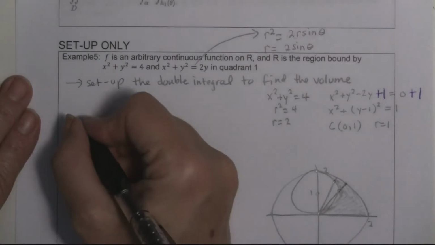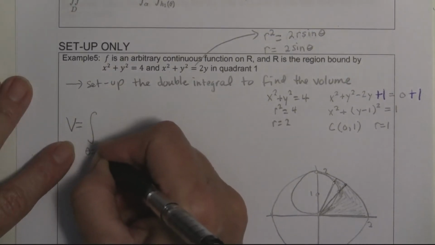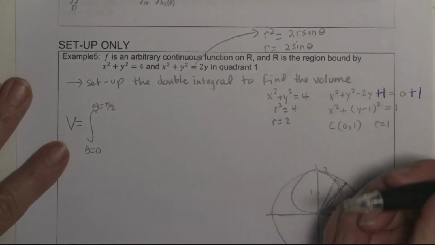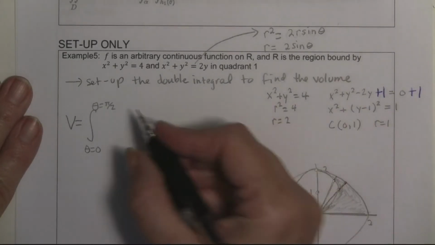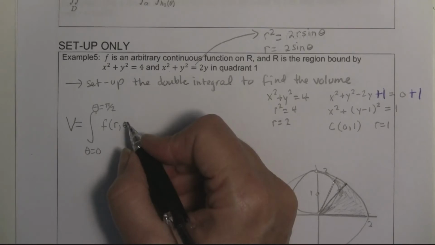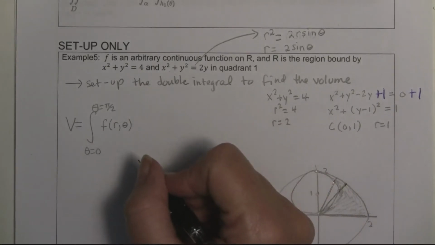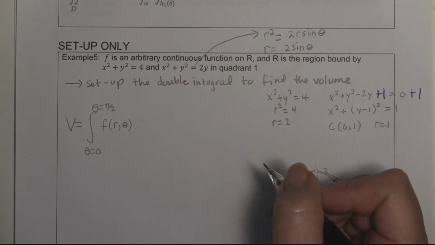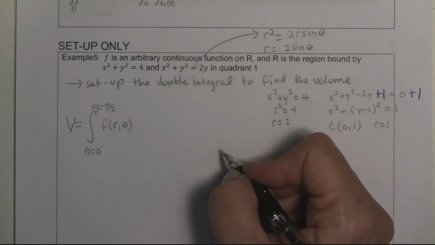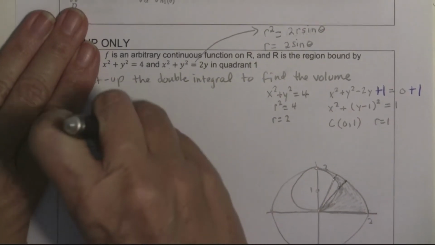Okay, so my setup for my volume is going to have theta on the outside, so theta equals 0 to theta equals pi over 2. They didn't tell me what the function was, so they didn't tell me what z was here. So I want it in terms of r and theta. Does it go r theta or does it go theta r? I don't know what order that goes in. I should know that because I'm your teacher, but I don't right now. I don't know that it matters. I'll just call it F, and then you won't know that I don't know.